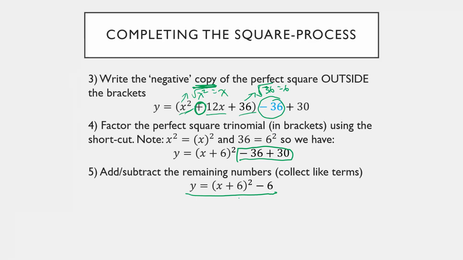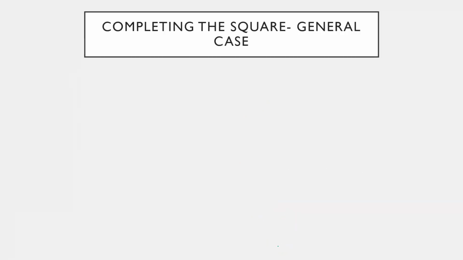So looking at this here, we know this is our vertex form, which means that we can pretty easily identify what the vertex is. The vertex is (-6, -6). This is the x coordinate of the vertex. This is the y coordinate of the vertex.